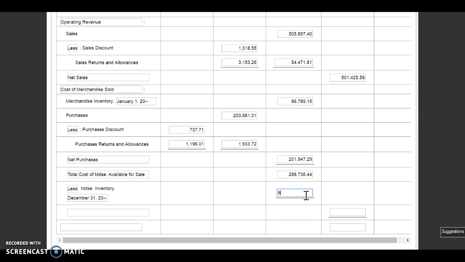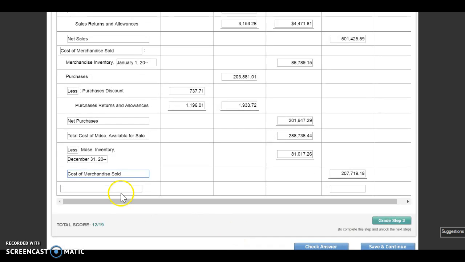So our ending inventory should be $81,017.26. So we're going to again do exactly what it says. We're going to subtract those two numbers. We should get $207,719.18. This here is going to be labeled as our cost of merchandise sold.